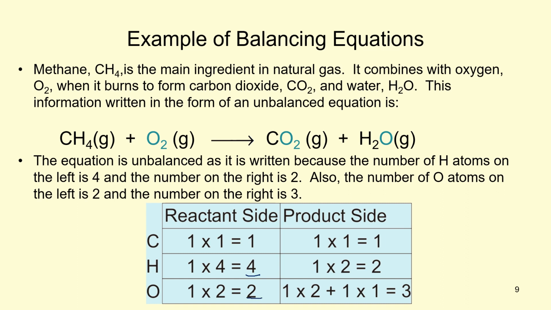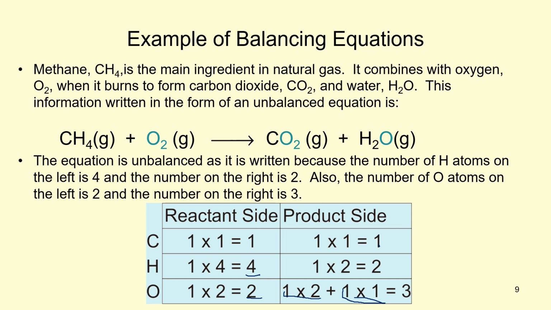On the right-hand side, again, I have 1 carbon. The reason why I have them separate, you'll see, is because the oxygen shows up in 2 places. I have 2 hydrogen, and then here I have 2 oxygen in the CO2, and then 1 in the water, so I have a total of 3 oxygen. Okay. Obviously, I'm not balanced. Now, where do I start?